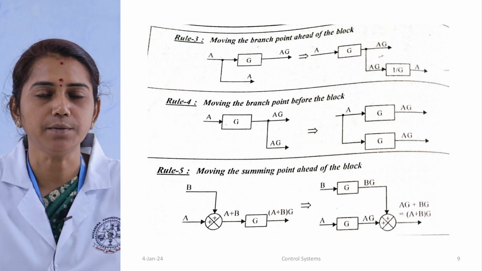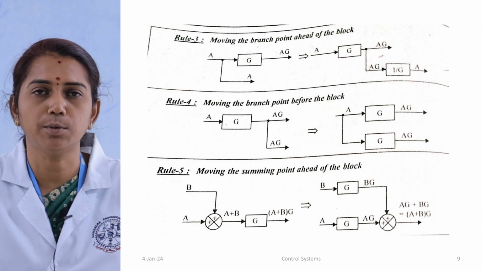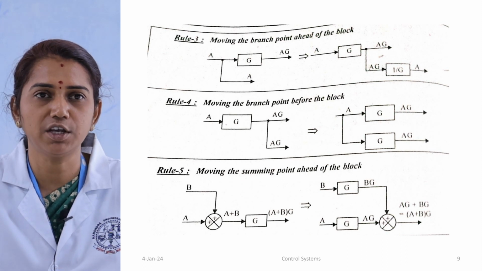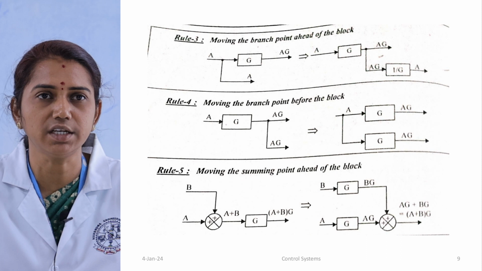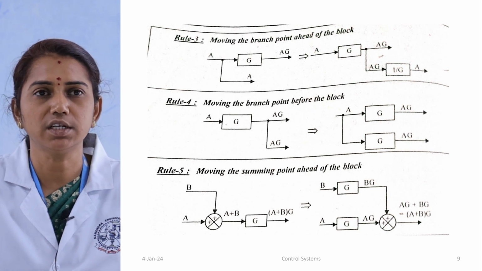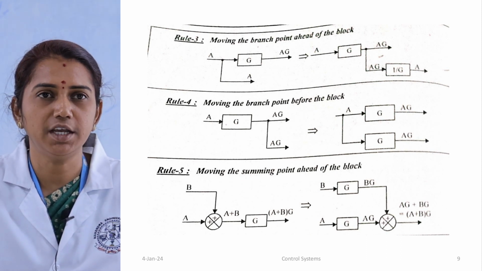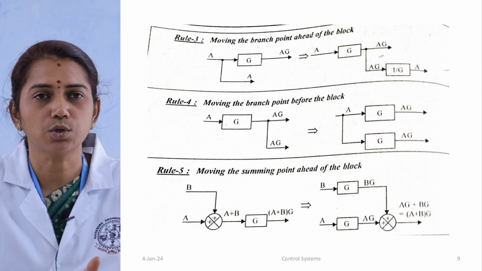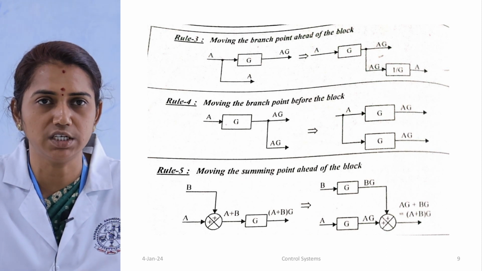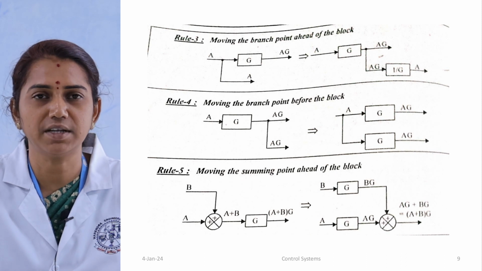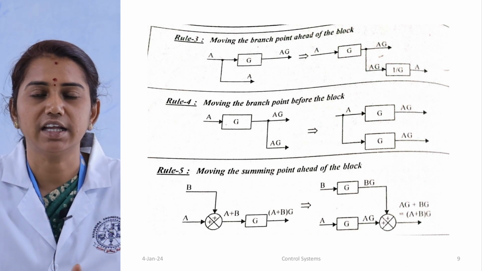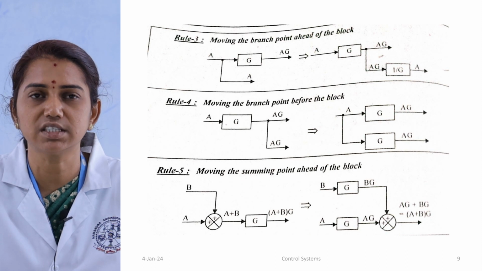Next, rule number 5, moving the summing point after the block. The summing point has either a positive sign or a negative sign. In this, first without reduction, we are considering A and B inputs with a positive sign. So A plus B has been given to the block G, so we are getting A plus B into G. Then with the help of the reduction, by moving the summing point after the block, we are just going to add the block with the value of G.